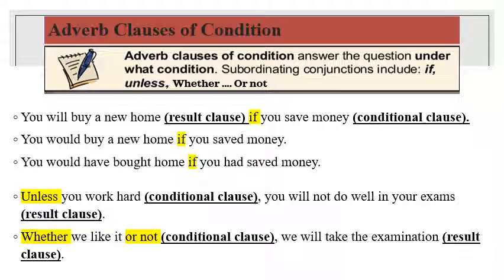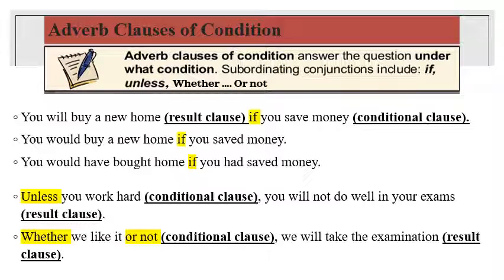The next one is the adverb clause of condition. All of you know that an if clause is combining two types of clauses, one of them is the result clause and the other one is the condition clause. And you know that there are three cases for if. For example, you will buy a new home if you save money.